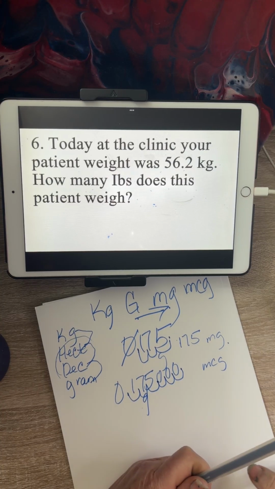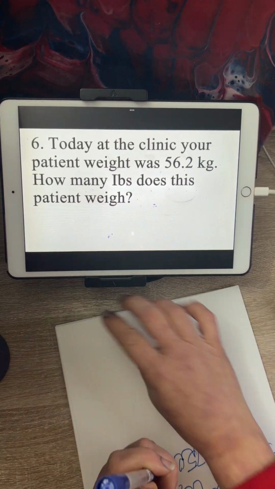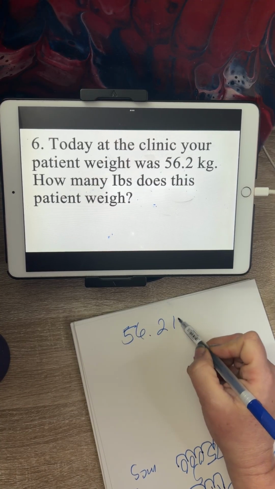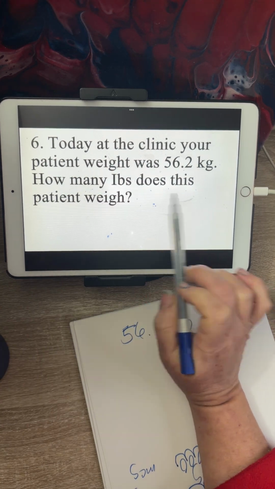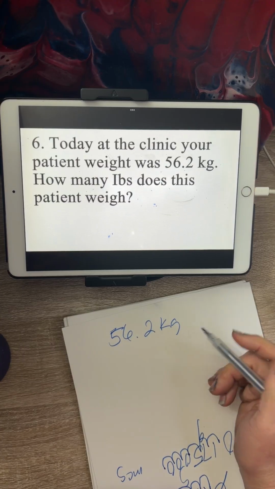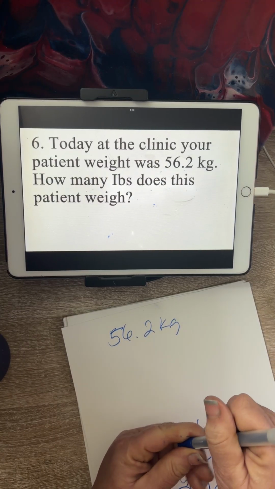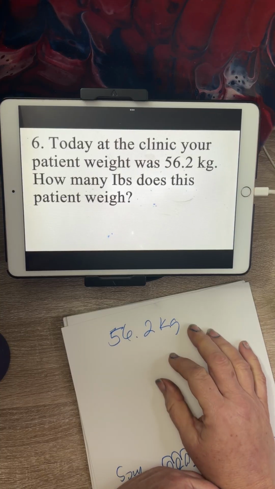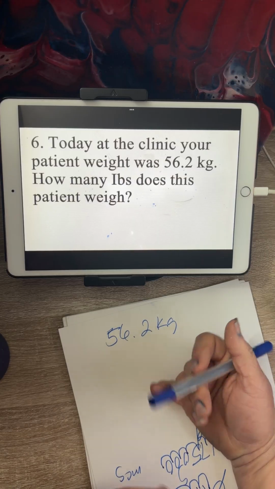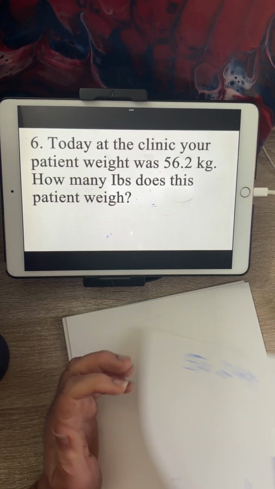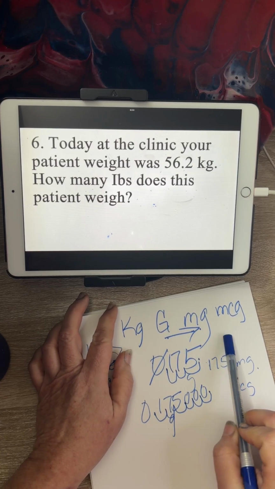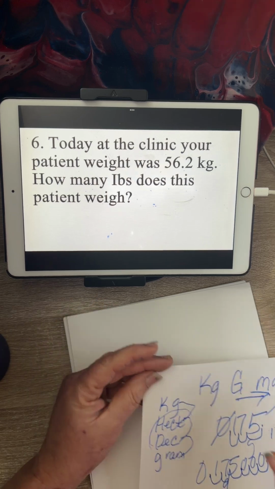Today at the clinic, your patient was weighed. He was 56.2 kilograms. How many pounds does the patient weigh? Now, you got to know whether to multiply or divide. That is the number one question when I'm tutoring students. Do I multiply or divide? And look, I'm with you. You my people. Because the reason I do this right here is because I would multiply when I should have divided. So, you my family.